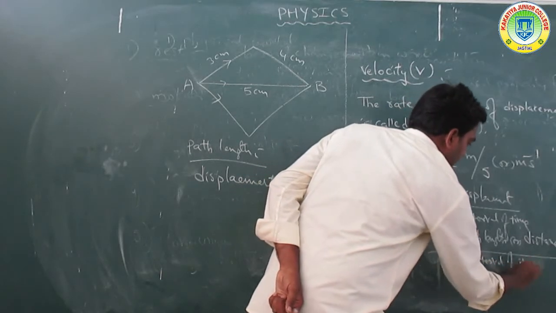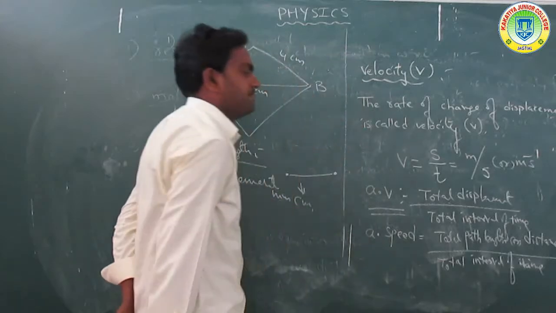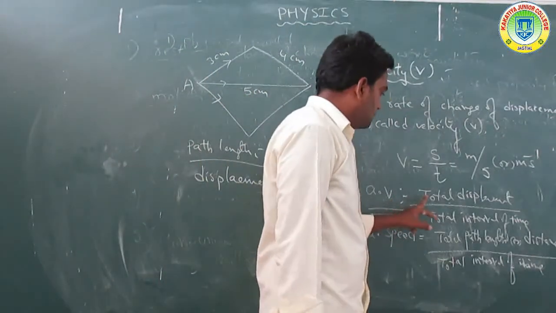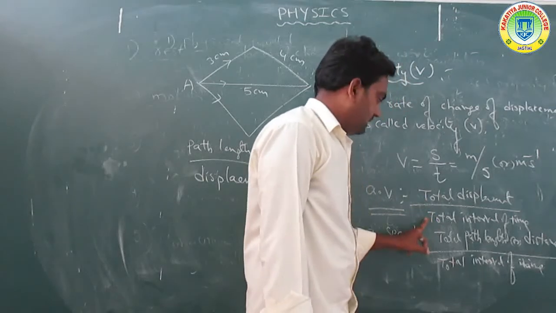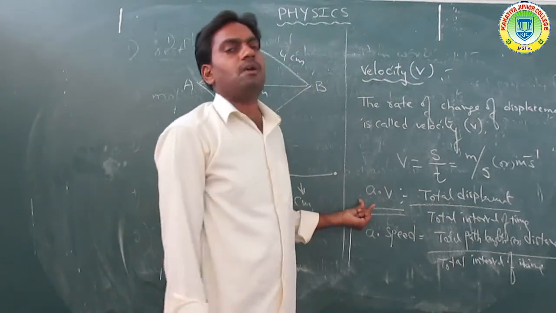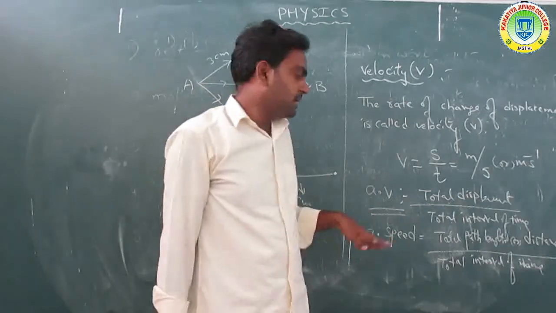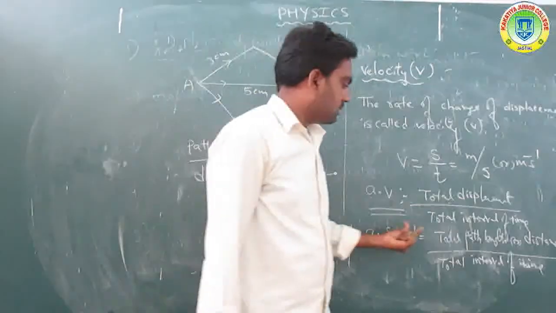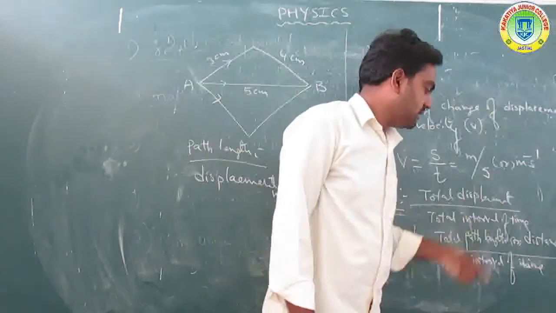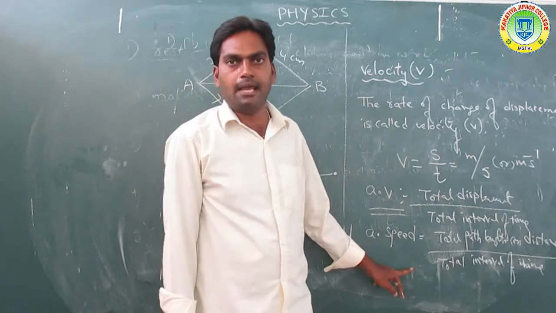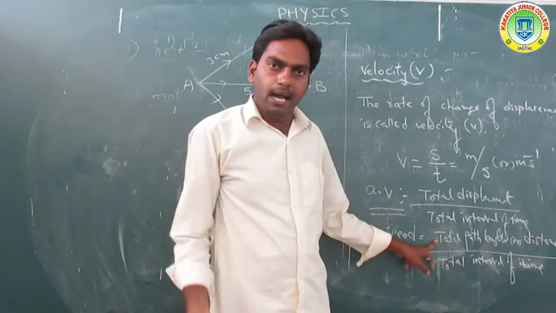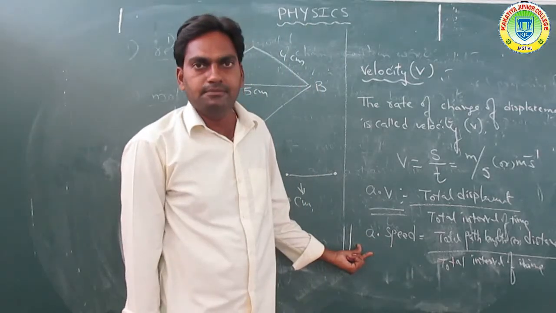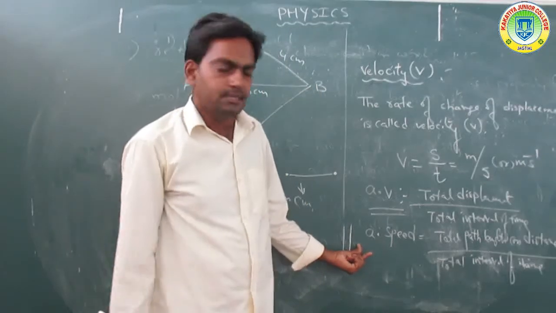Okay, so that is called the average speed. So what is average velocity? Average velocity means the total displacement divided by the total interval of time. Similarly, what is the average speed? Average speed is nothing but the total path length, or total distance, divided by the total interval of time. Total distance by total interval of time is called average speed.